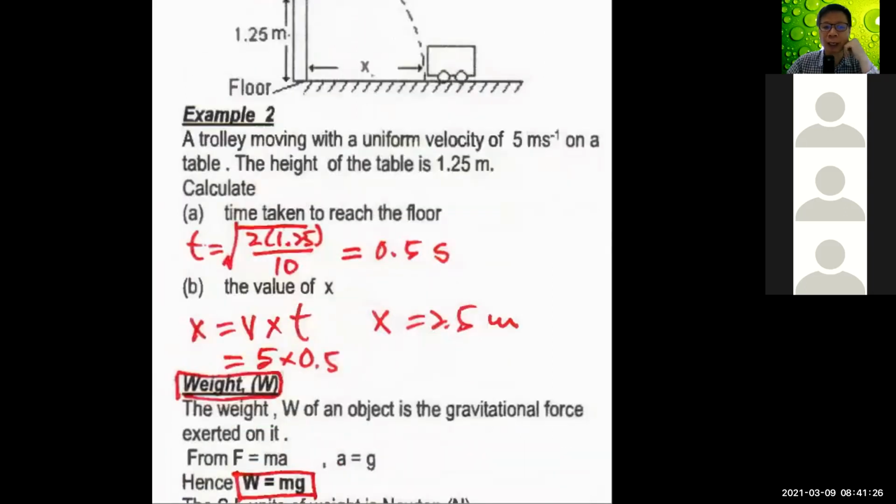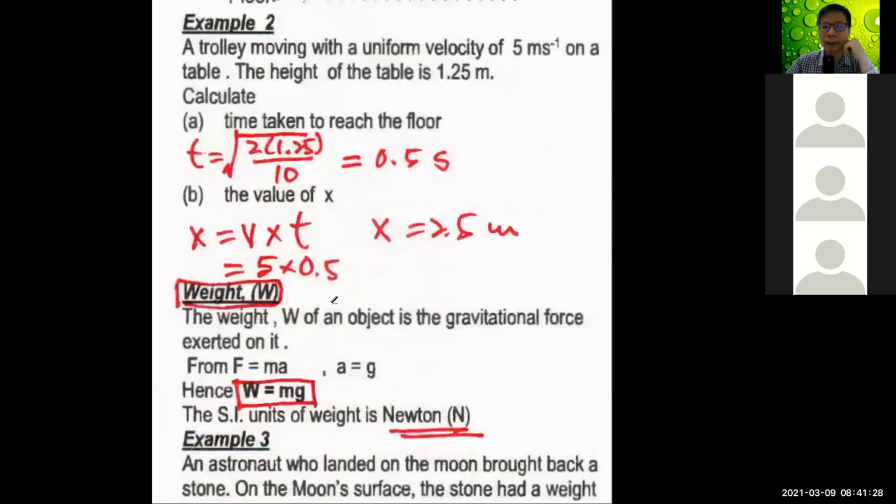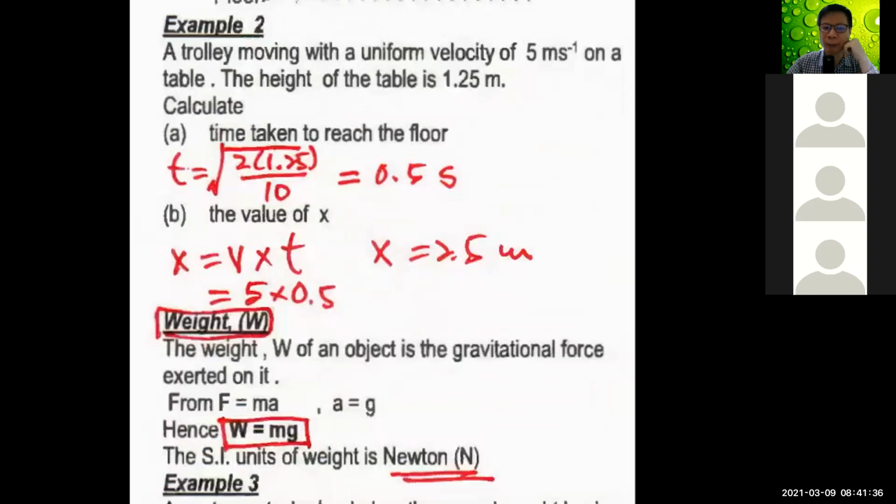Now we already know the meaning. Weight is, highlight, the gravitational force exerted on it. If people ask you what is the meaning of weight, you must say how much force is acted on an object by gravity. That is called weight. Please highlight the definition of weight: the weight of an object is the gravitational force exerted on it. Meaning that weight is related to gravity. But we make it a standard like this.